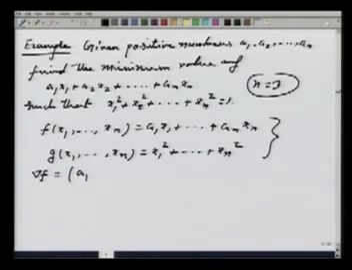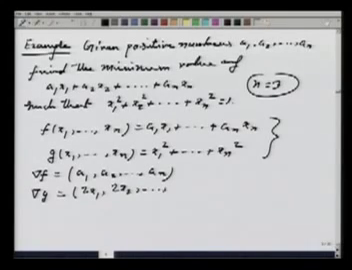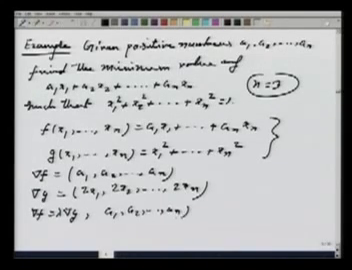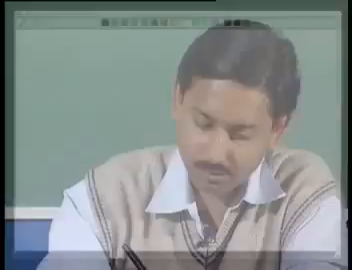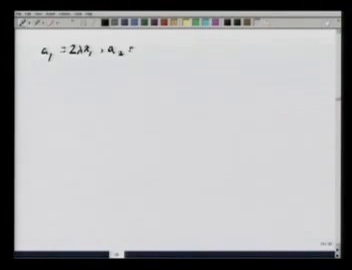Grad f in this case turns out to be a1, a2 up to an, and grad g is twice x1, twice x2 up to twice xn. So grad f equals lambda grad g. If I want to solve, I have to look at the equations a1, a2 up to an equals lambda times 2x1 up to twice xn. If I equate, I get a1 equals twice lambda x1, a2 equals twice lambda x2, up to an equals twice lambda xn.